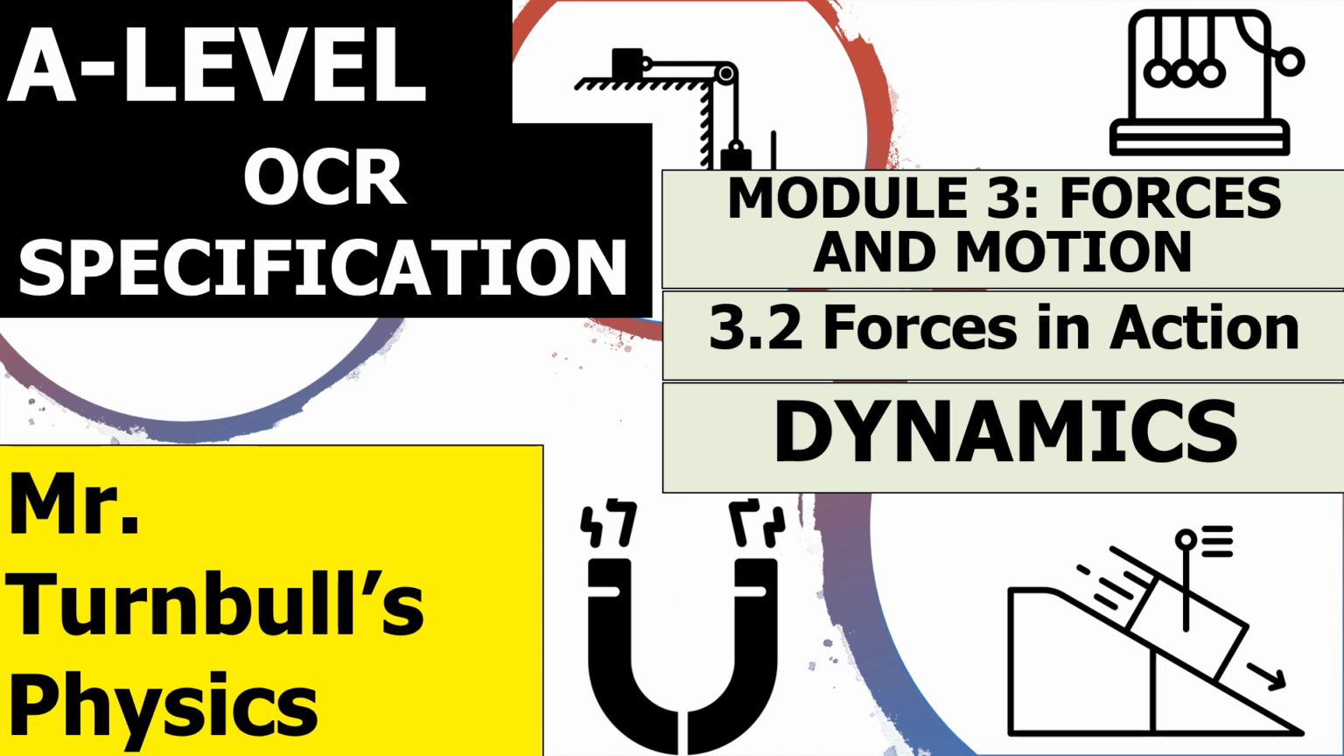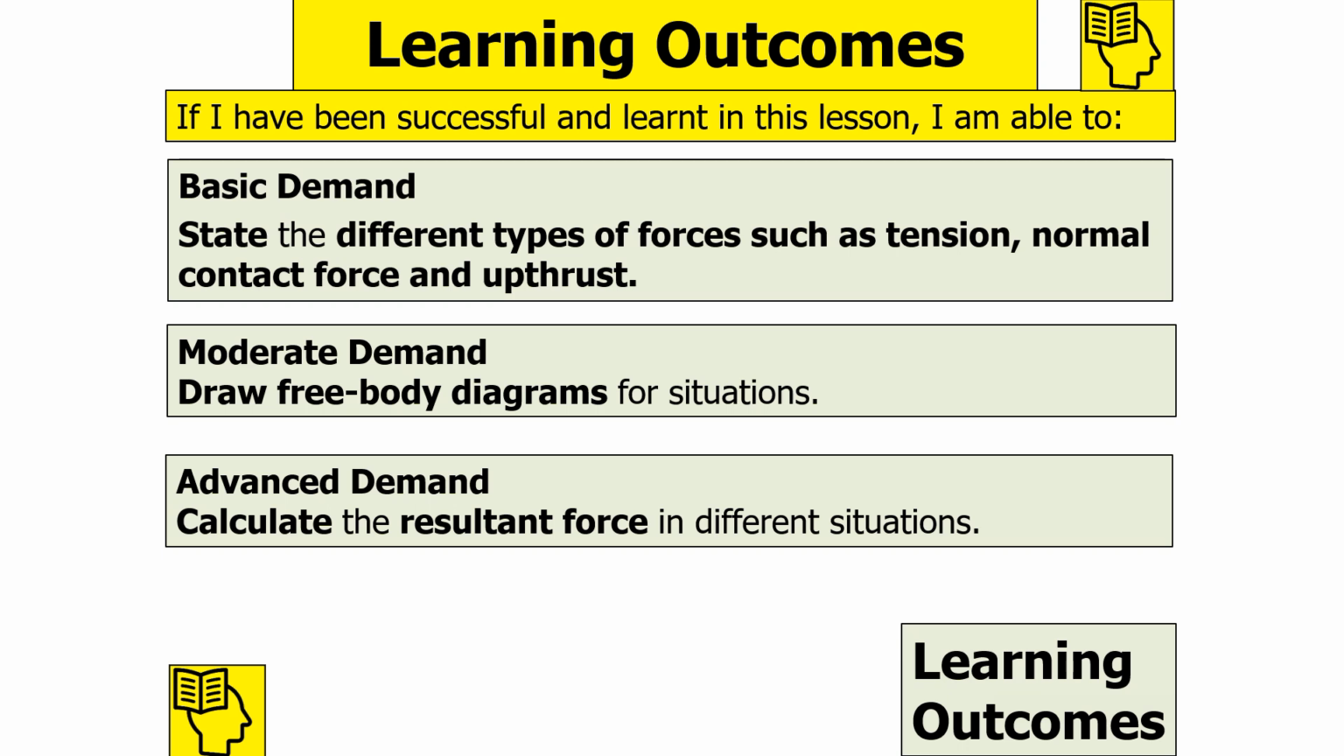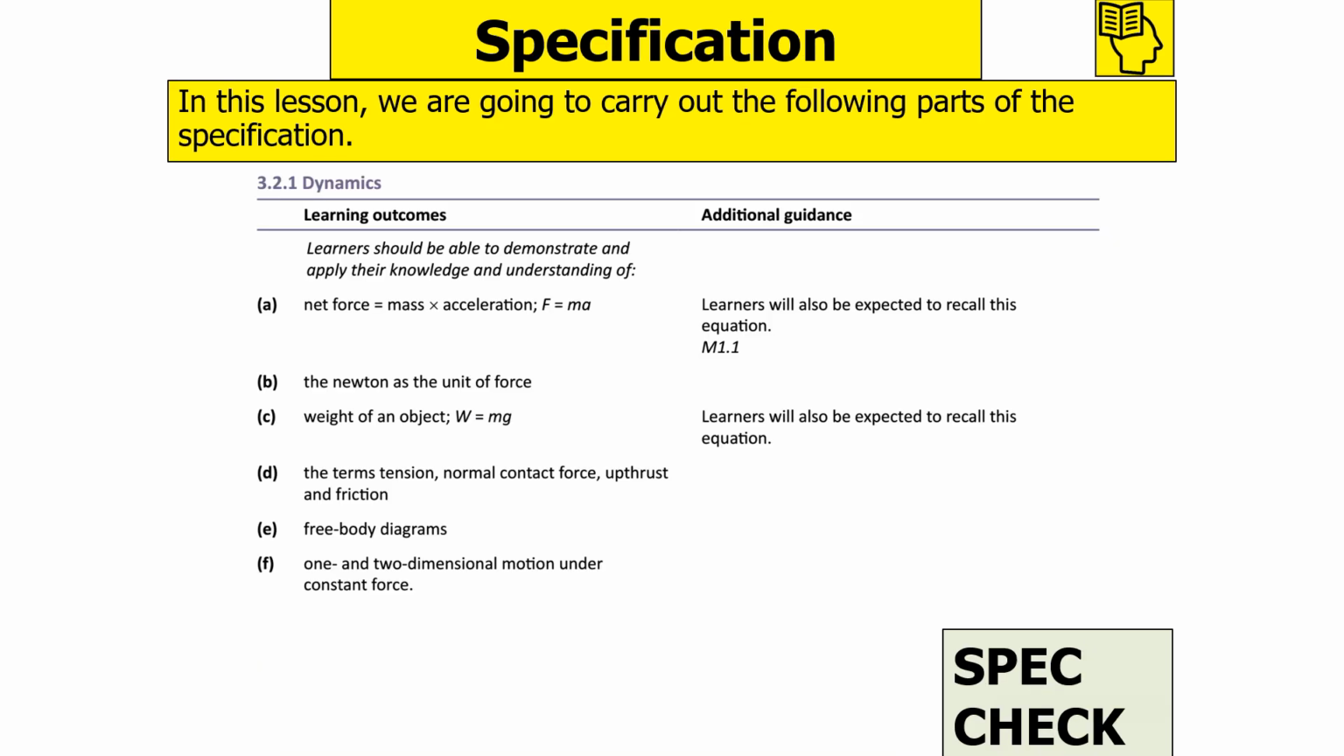So in today's lesson on dynamics, we're going to understand the different types of forces and calculate the different forces. If we've been successful, by the end of today's lesson we should be able to state the different types of forces such as tension, the normal contact force and upthrust, draw free body diagrams for situations, and calculate the resultant force in different situations. So in today's lesson we're going to look at 3.2.1 dynamics of OCR A-Level Physics.